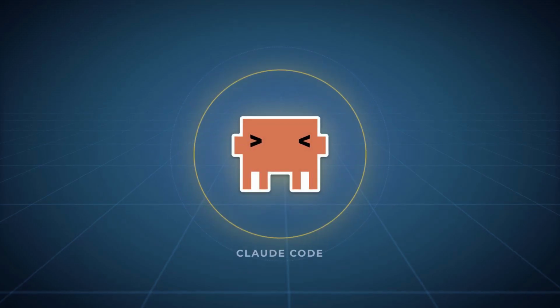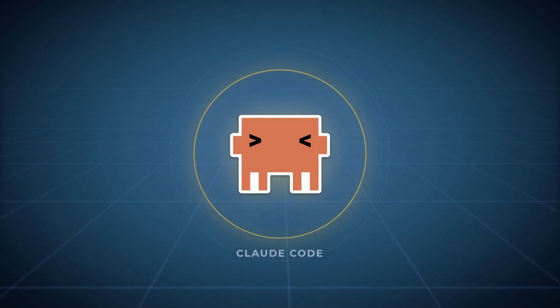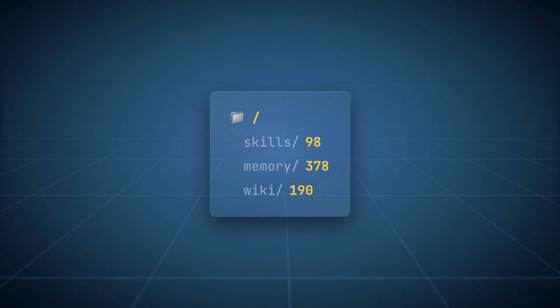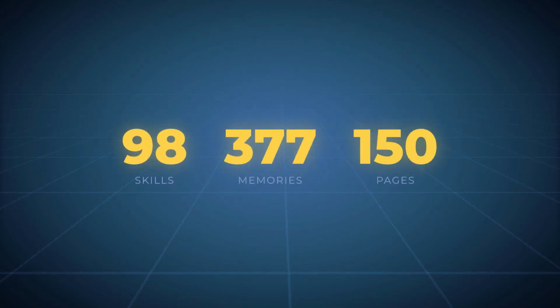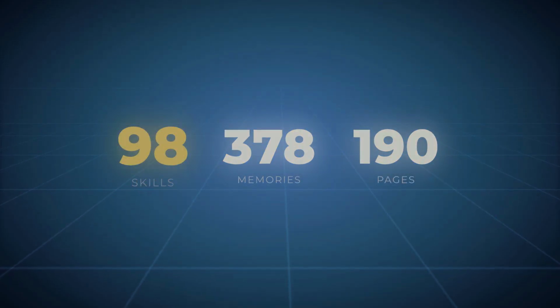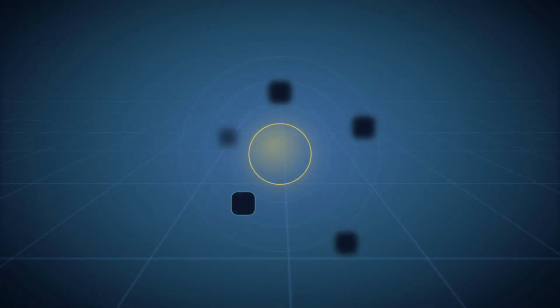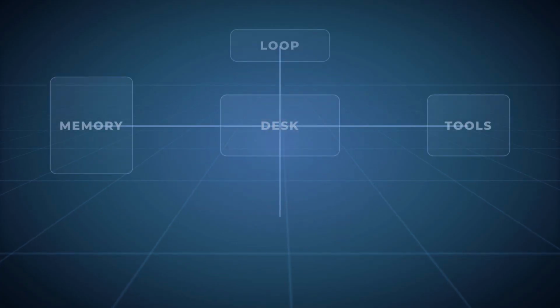The thing that runs my whole business isn't a model, it's a folder. 98 skills, 378 memories, 190 pages of notes sitting on this laptop, getting bigger every day I work. And here's the part nobody tells you. Every piece of that folder already has a name.